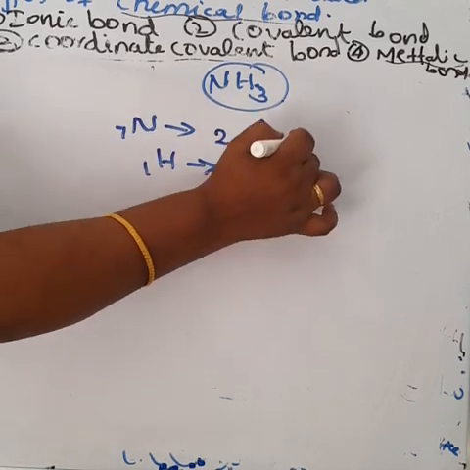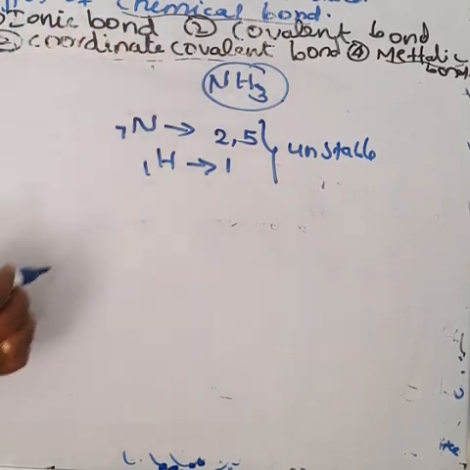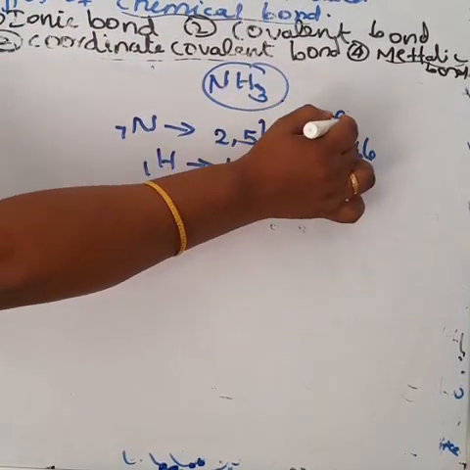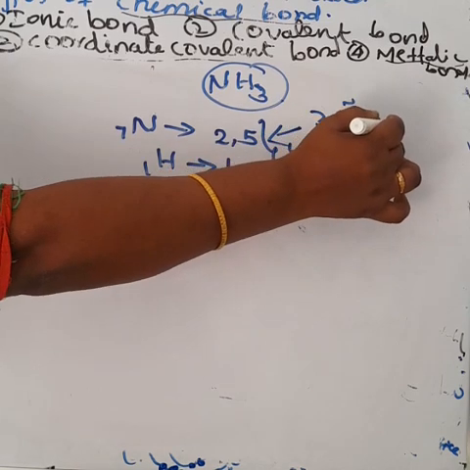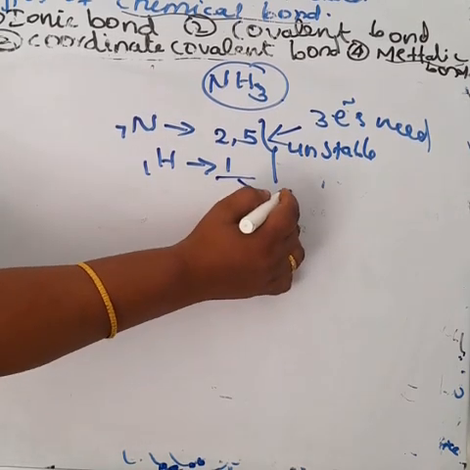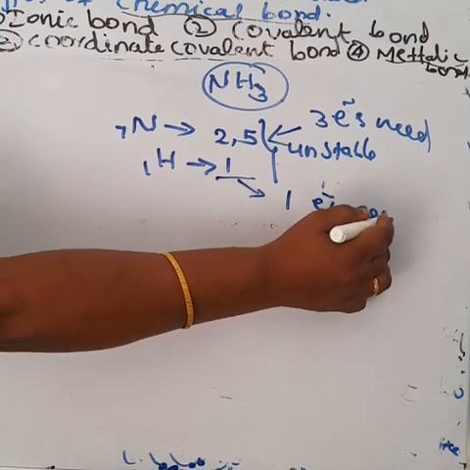Okay. How many electrons does the nitrogen atom need to get stable? 3 electrons to get the stable octet configuration. Okay, for the nitrogen atom. For the hydrogen atom, how many electrons are needed? Only 1 electron to get the stable doublet configuration.